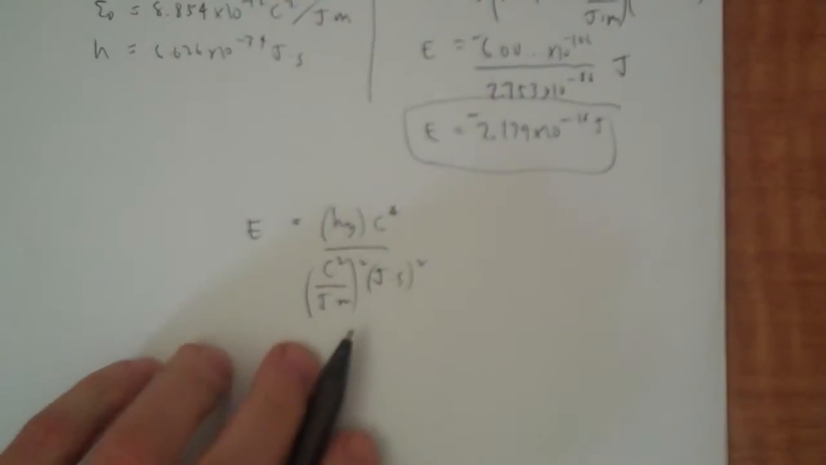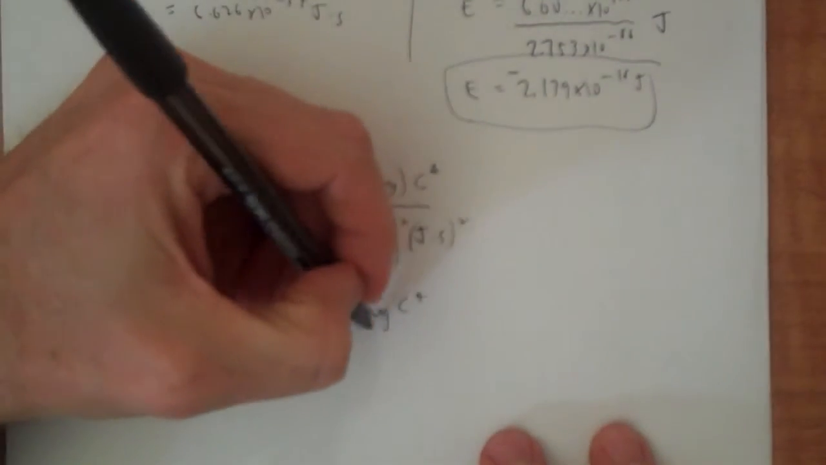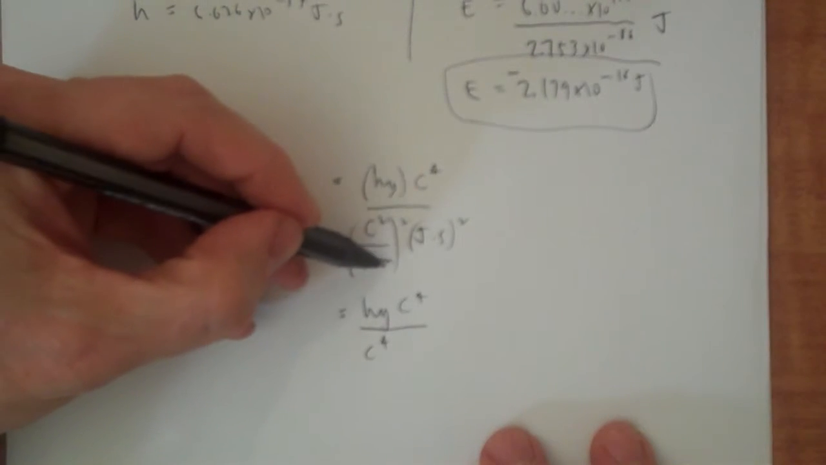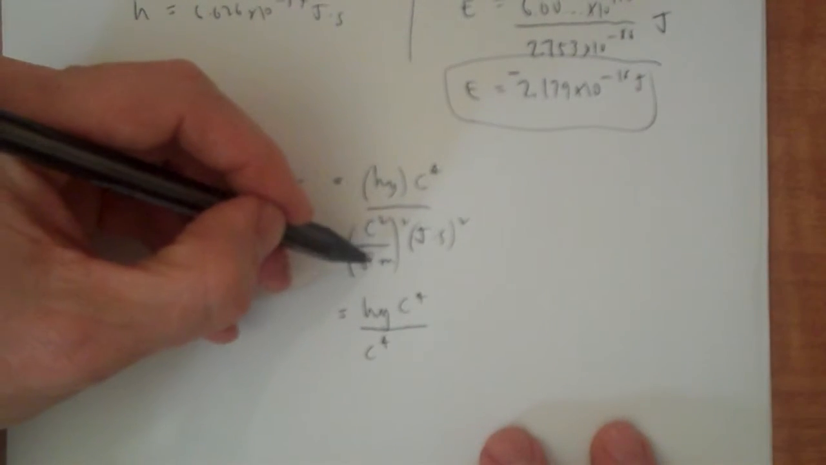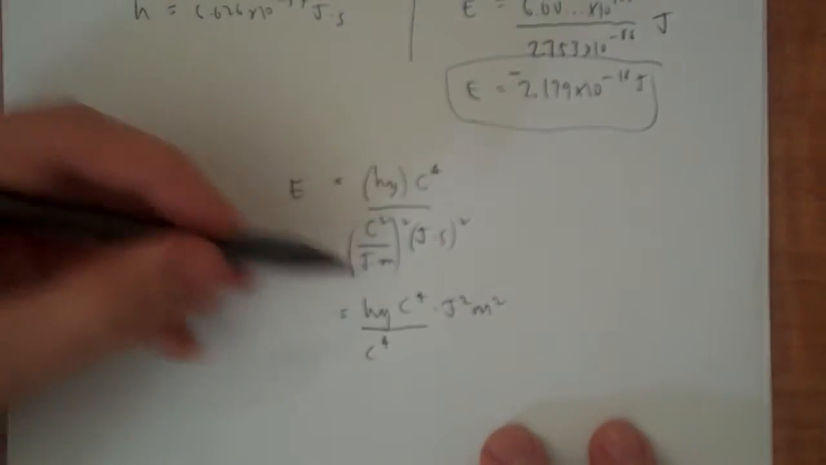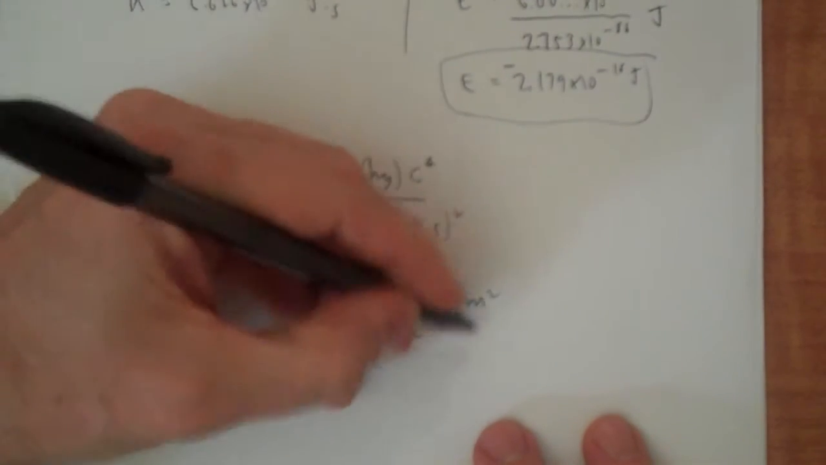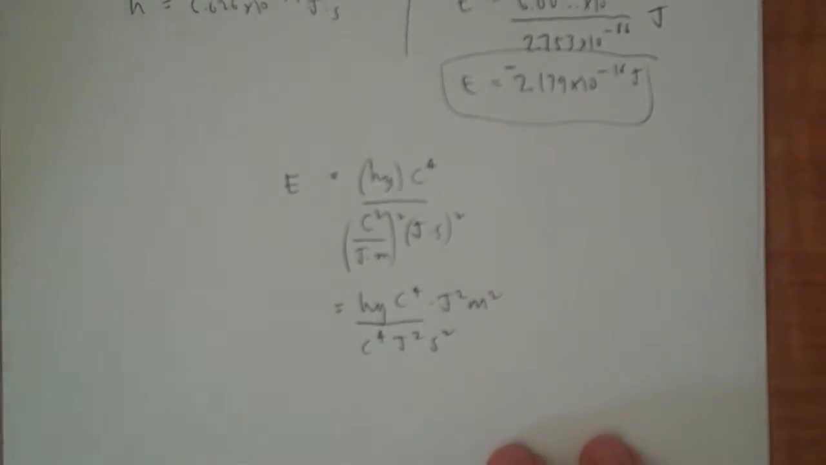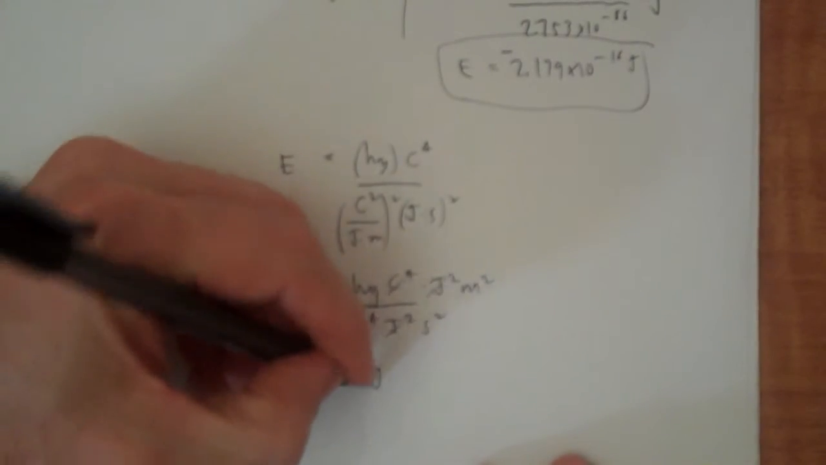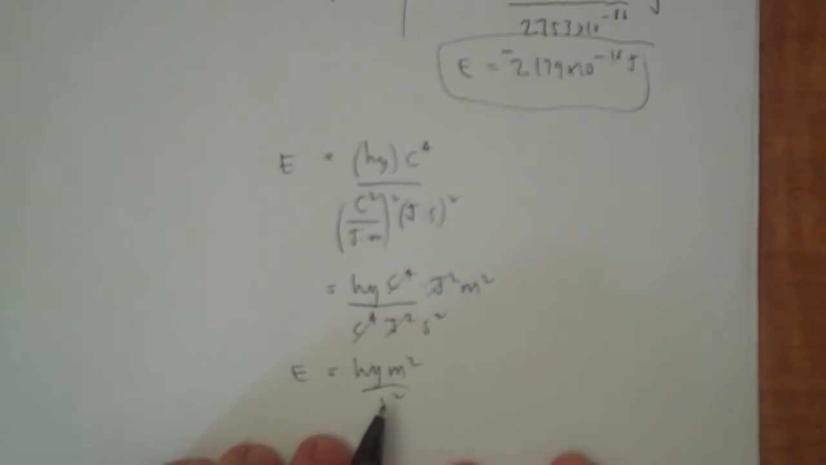Okay, so this needs to be an energy when I'm done. This becomes kilograms, coulombs to the fourth. Here's coulombs to the fourth again. Here's joule squared, meter squared. I'm going to take the denominator terms all the way up to the top: joule squared, meter squared, joule squared, second squared. Okay, can you see that the coulombs cancel out, the joules cancel out, and we're left with kilograms meters squared per second squared, which is the definition of a unit.